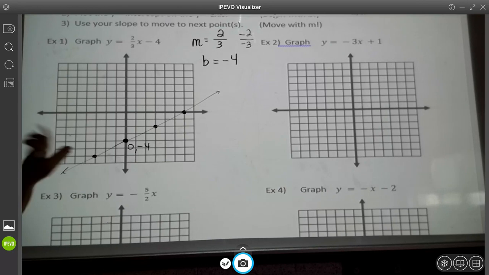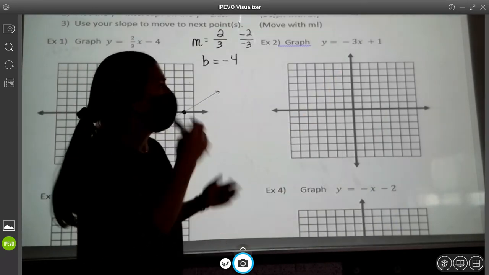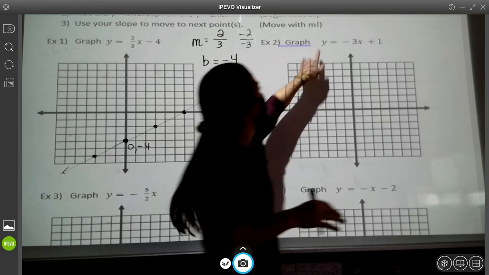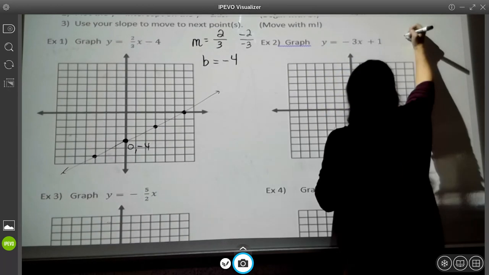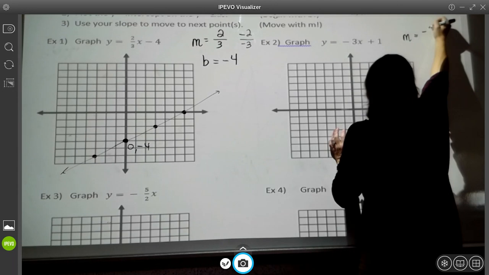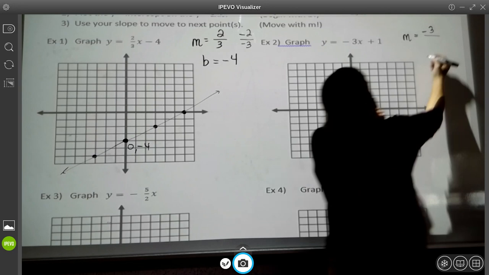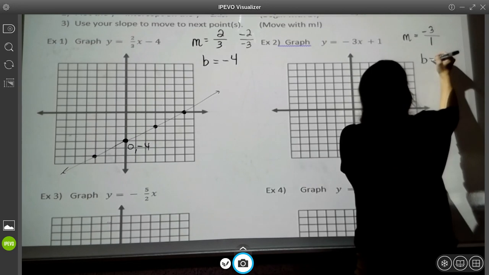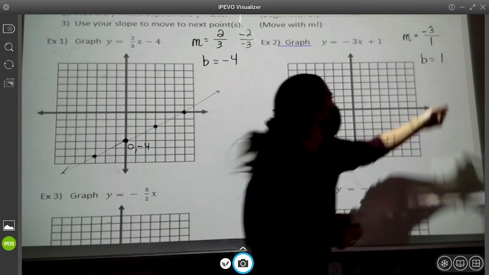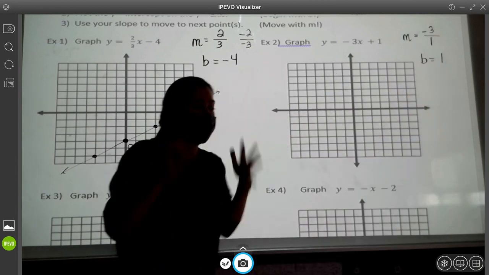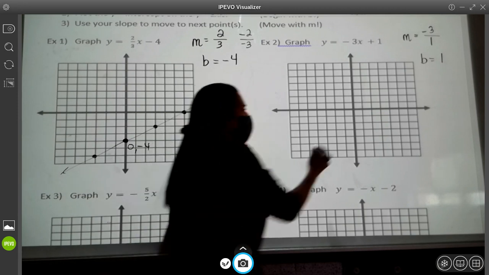Let's graph this one. y equals -3x plus 1, right? y equals mx plus b. So m is -3. Guys, how do you make it a fraction? Because slope needs a rise and a run number. Over 1. Put it over 1. And then b is +1. So we begin with b, we move with m. The y-intercept, the point where it crosses over the y-axis, is at +1. So where is y equals 1? Not at 1. It's right on the y-axis.